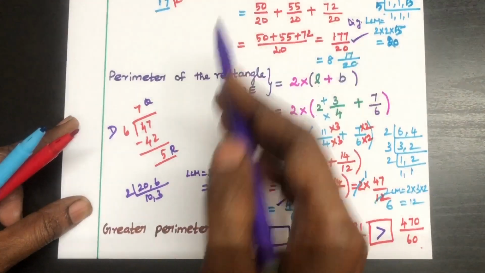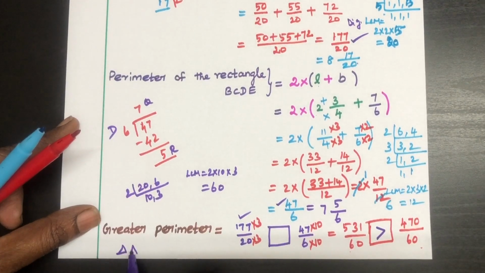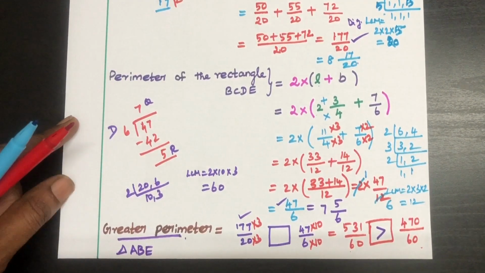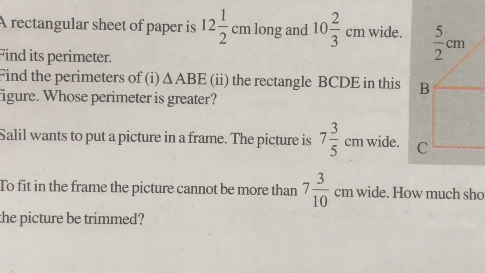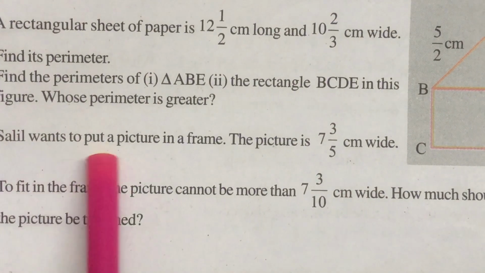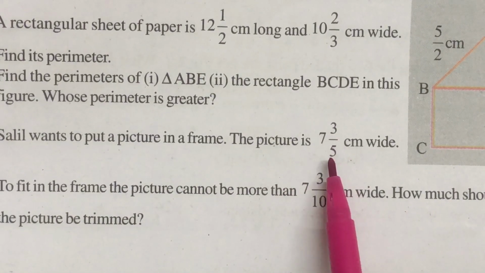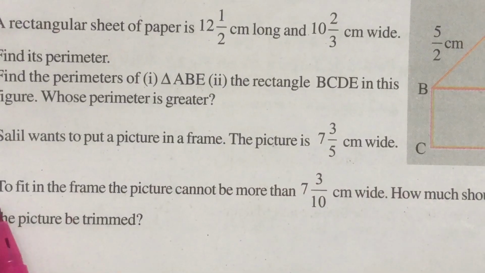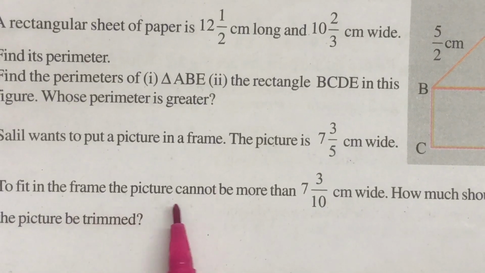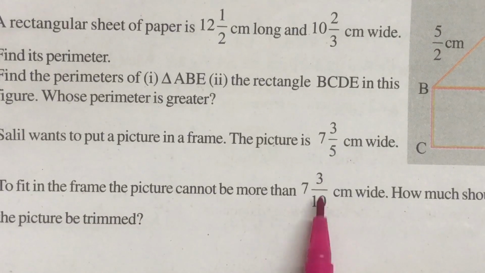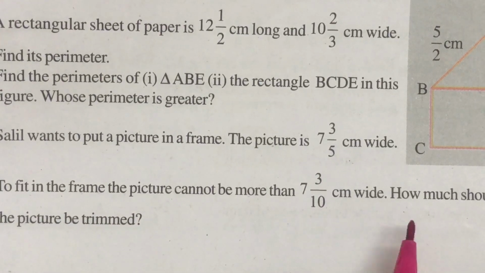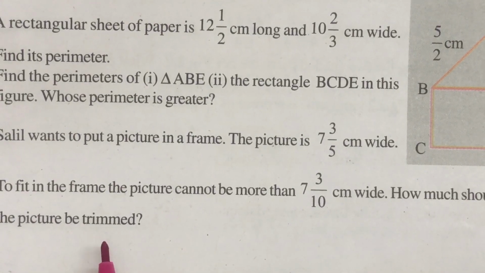So, the perimeter of triangle ABE is the greater perimeter. Sixth question. Salil wants to put a picture in a frame. The picture is 7 3/5 centimeter wide. To fit in the frame, the picture cannot be more than 7 3/10 centimeter wide. How much should the picture be trimmed?